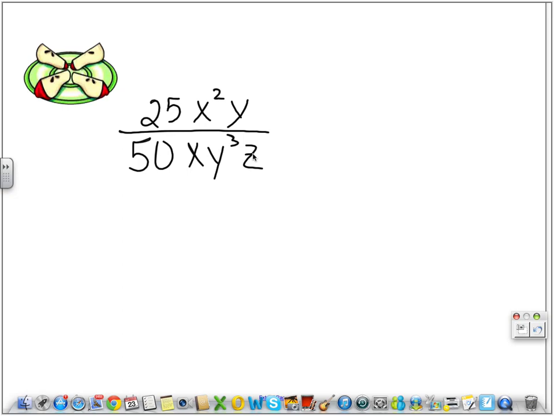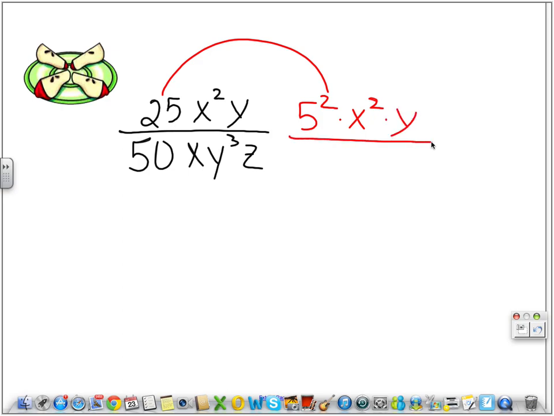So I want to think about these in their most prime factorized form. Now 25 and 50, I tried to choose easier numbers to work with because I didn't want to spend the time prime factoring on our video. So 25, when you prime factor it, becomes 5 squared. x squared and y would just carry through. 50, when it's prime factorized, becomes 2 times 5 squared. And then I write my remaining variables there as well.